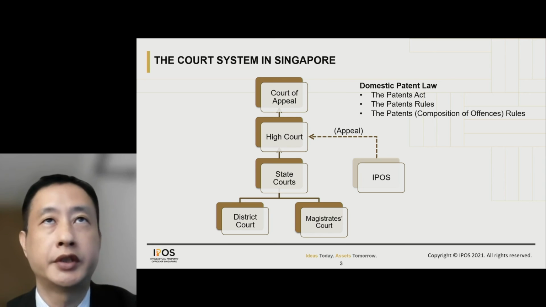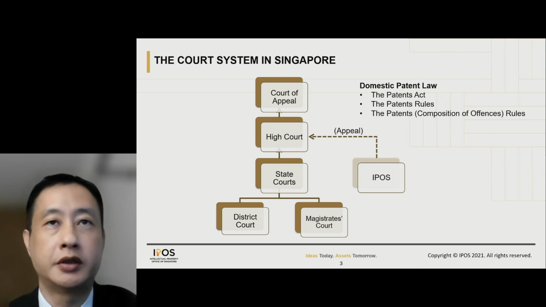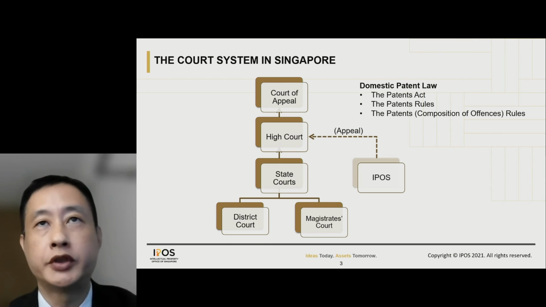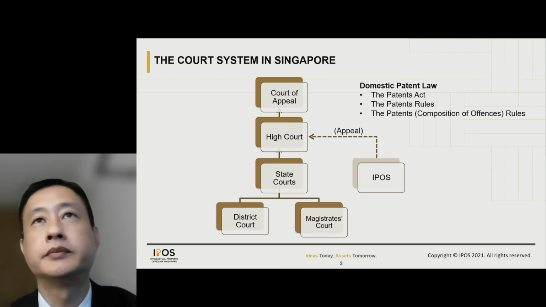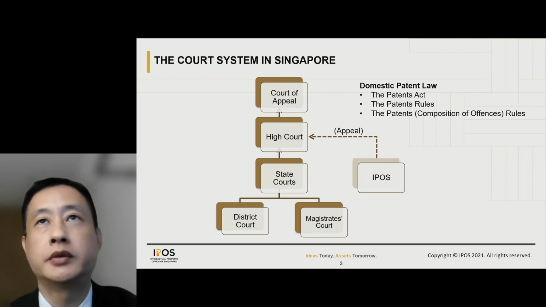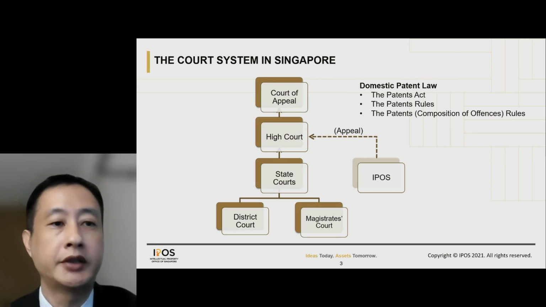Firstly, the court system in Singapore. We have a district court and a magistrate court. These two courts make up the state courts, and above this sits the High Court and then the Court of Appeal. For IPOS itself, we do hear hearings and cases. However, any decisions made at IPOS are appealable to the High Court. In terms of domestic patent law, we have the Patents Act, the Patents Rules, and the Patents Composition of Offences Rules. Next slide, please.